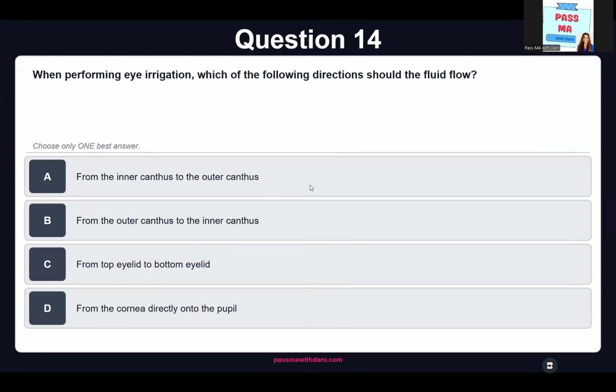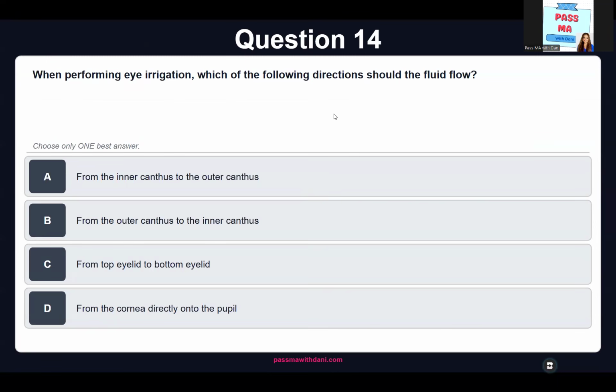All right, let's go ahead and look at question 14. When performing eye irrigation, which of the following directions should the fluid flow? A, from the inner canthus to the outer canthus. B, from the outer canthus to the inner canthus. C, from the top eyelid to the bottom eyelid. Or D, from the cornea directly onto the pupil.